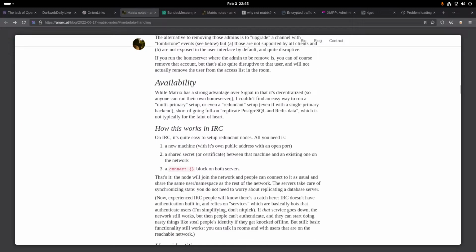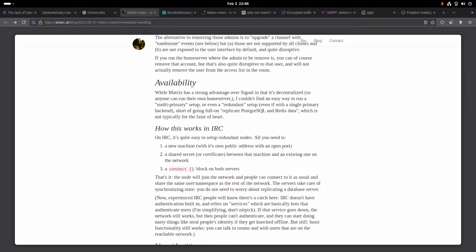Availability. While Matrix has a strong advantage over Signal in that it's decentralized so anyone can run their own home server, I couldn't find an easy way to run a multi-primary setup or even a redundant setup, even with a single primary backend, short of going full on replicating PostgreSQL and Redis data, which is not typically for the faint of heart. How does this work in IRC?